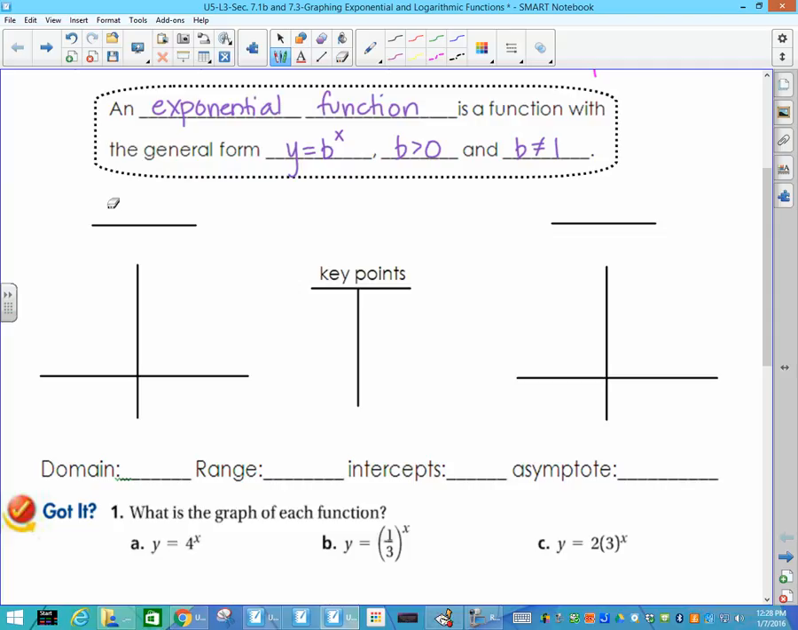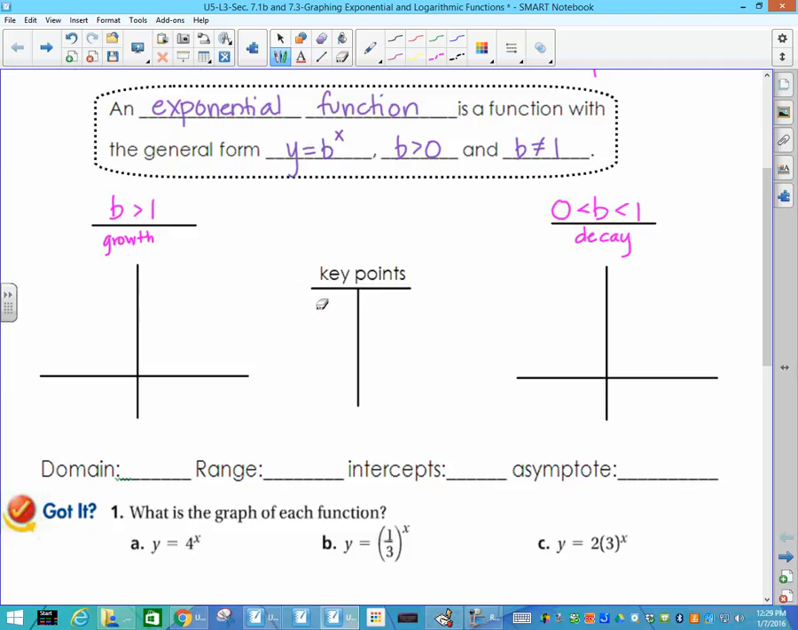So first off, we can have b being greater than 1, which we've talked about numerous times. That is, of course, going to be growth. Or our b could be less than 1, but of course it has to be greater than 0. And that would be decay. But both of these graphs are going to have the same key points. Now, what are those key points?